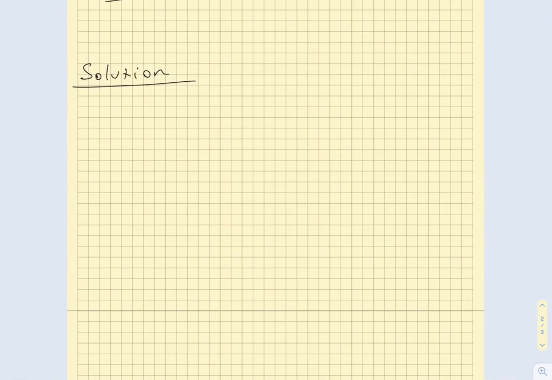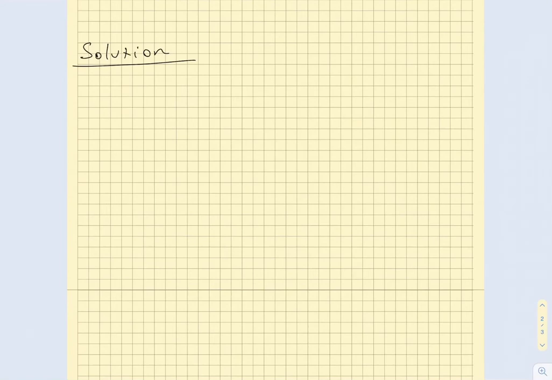R_A is equal to 250 millimeters. Actually, let's put that in meters: 0.25 meters. And then R_B is equal to 0.1 meter. So let's get our solution here.